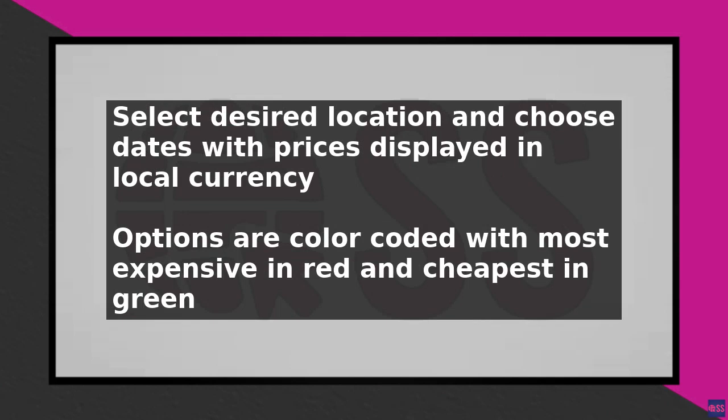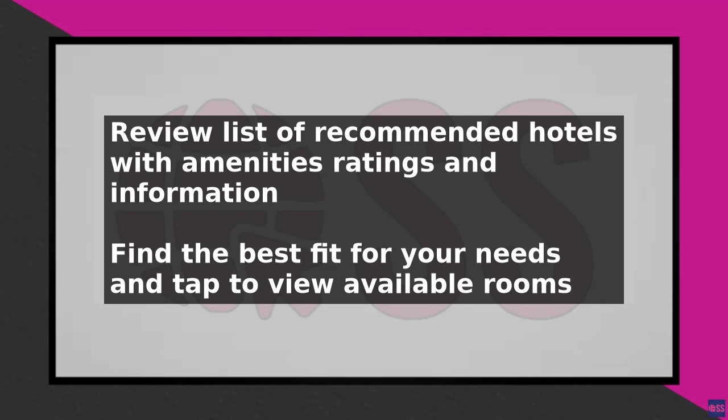The app will then prompt you to choose your dates, and the prices will be displayed in your local currency. The options will be color-coded, with the most expensive in red and the cheapest in green. After selecting your dates, you'll be presented with a list of recommended hotels, complete with amenities, ratings, and important information. You can review this information to find the best fit for your needs.